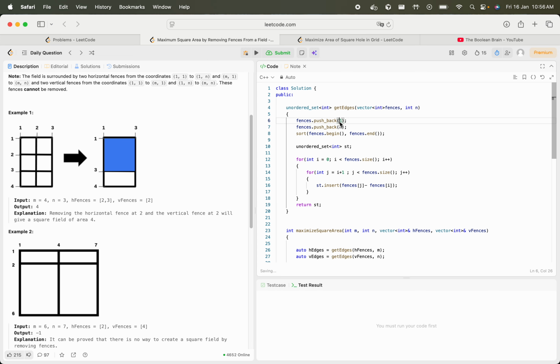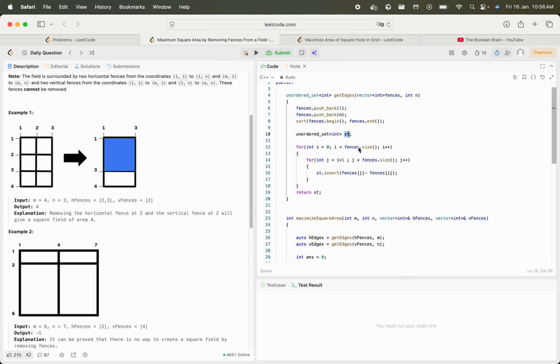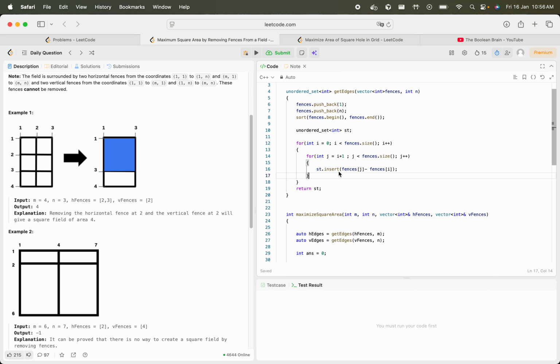So we added the first and last fence. We sorted them out. We declared a set. We started iterating on fences.size and j starting from i plus 1, because I want to compute for all i, j combinations. And I simply inserted my difference into this set.